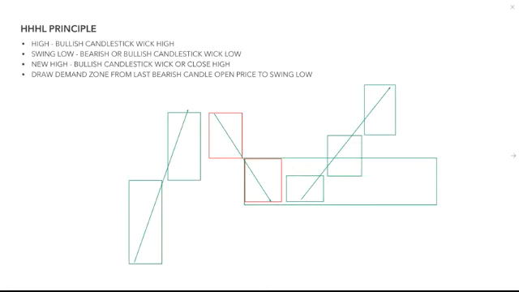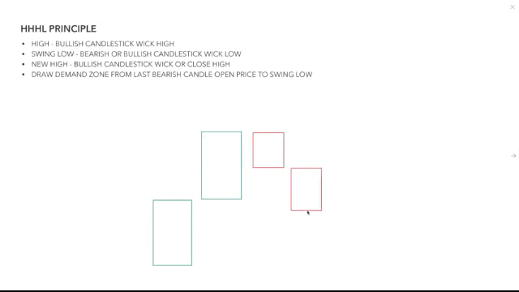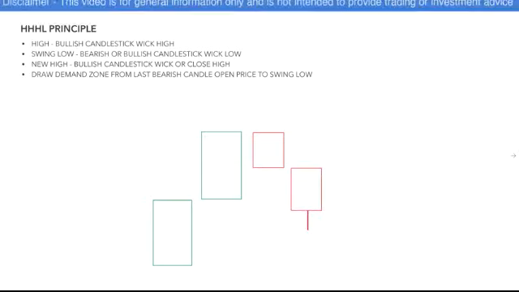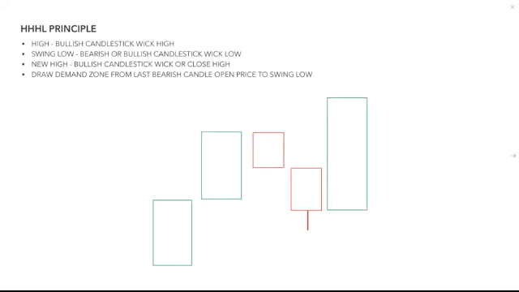So this wick could be, for example, and let's draw this again, around here. So let's say we have a couple of candles that pull back, and let's say the wick is here, and then we get, say, a bullish candle that creates a new high, and we draw a demand zone from the last bearish candle before prices make a new high. So it's got to be from here to the swing low.